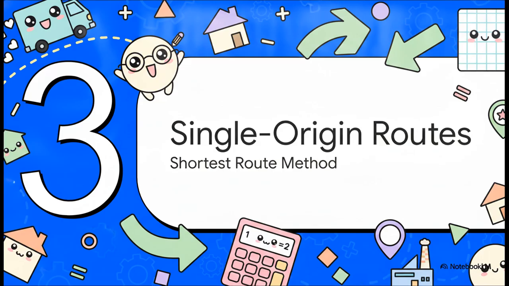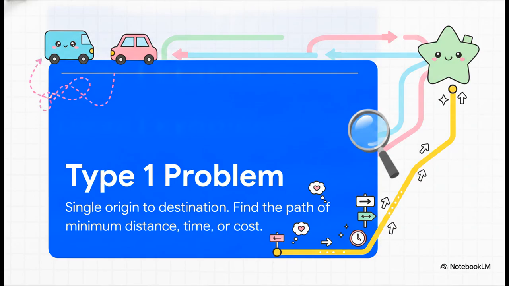All right, Part 3, solving single origin routes. We're going to use the shortest route method to solve our first major type of transport problem together. So, transport problems are generally classified by their origins and destinations. A Type 1 problem is your standard single origin to single destination scenario, point A to point B. To solve this, we use the shortest route method. The concept here is pretty straightforward. You just evaluate the network to find the absolute shortest connected path of minimum distance, time, or cost.